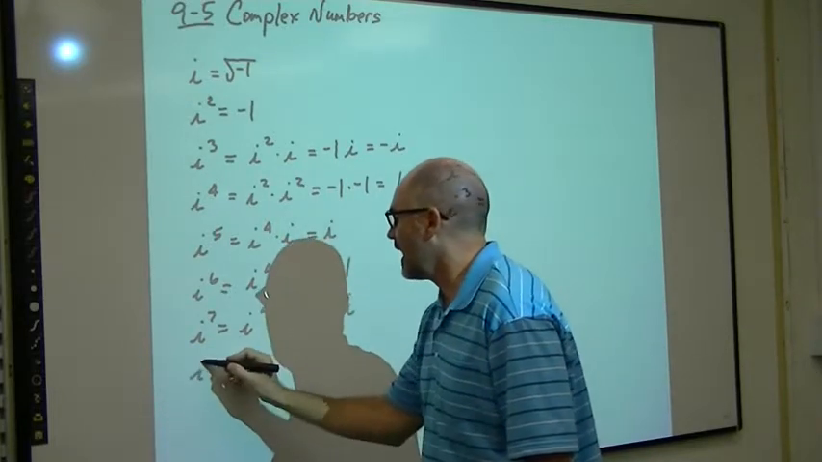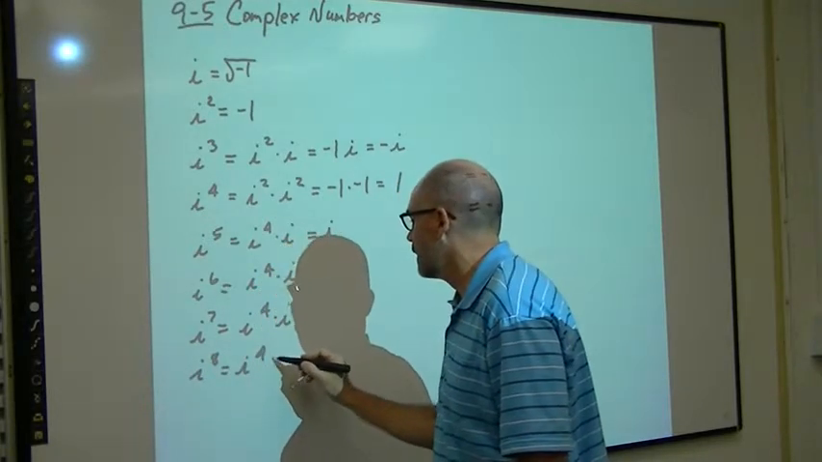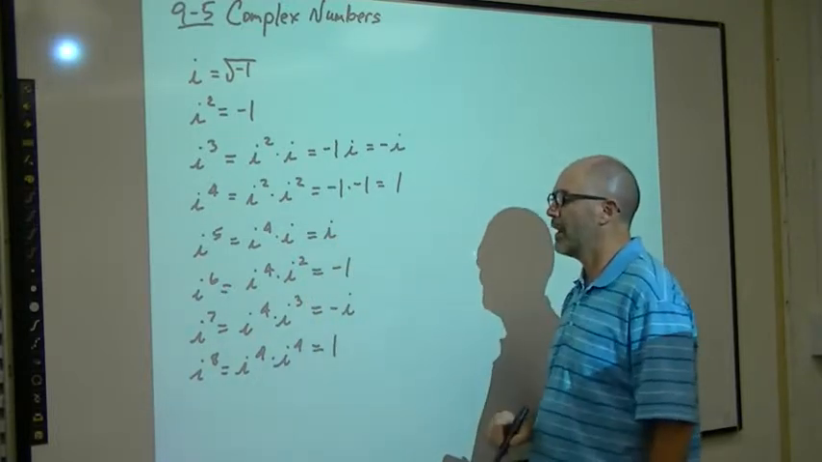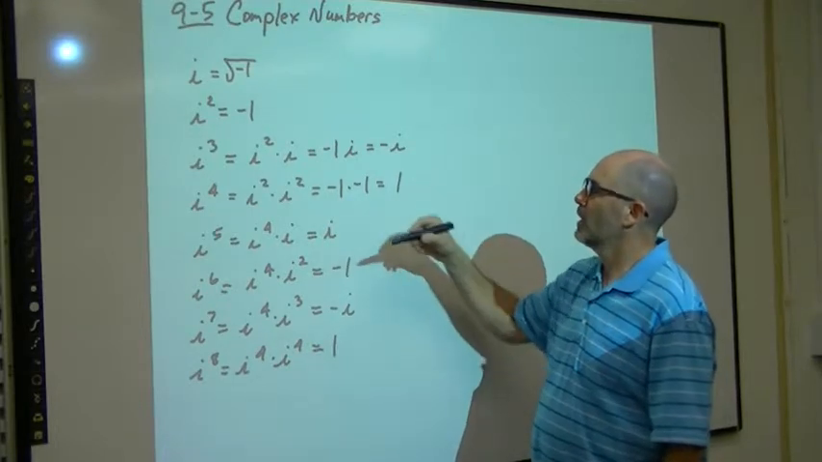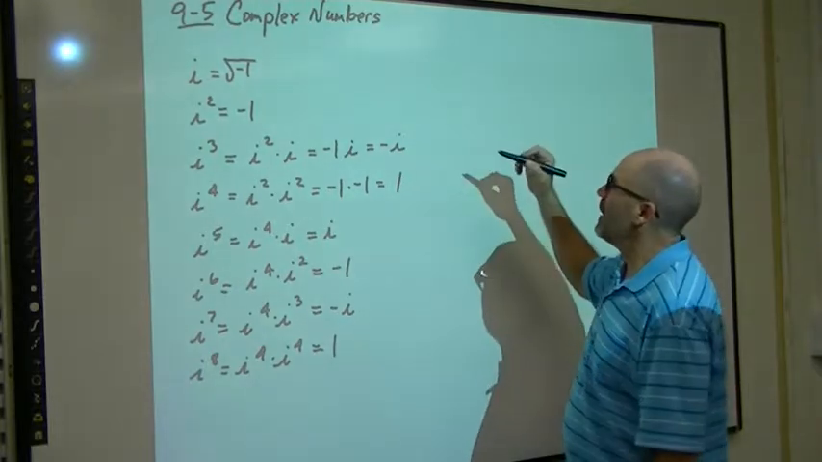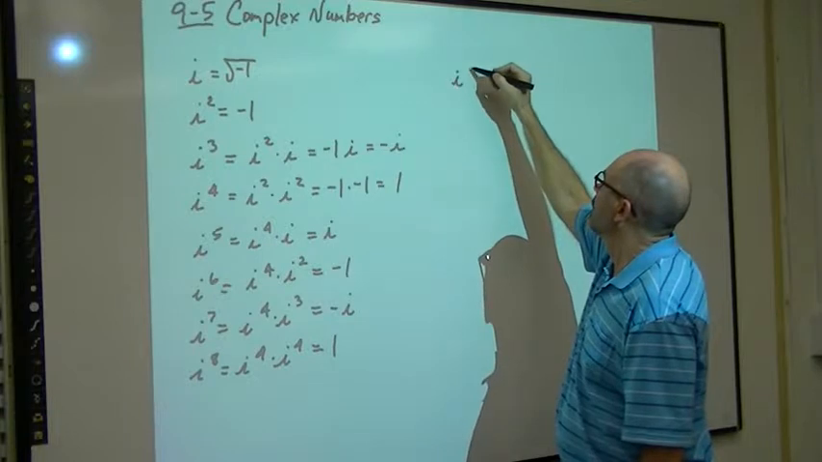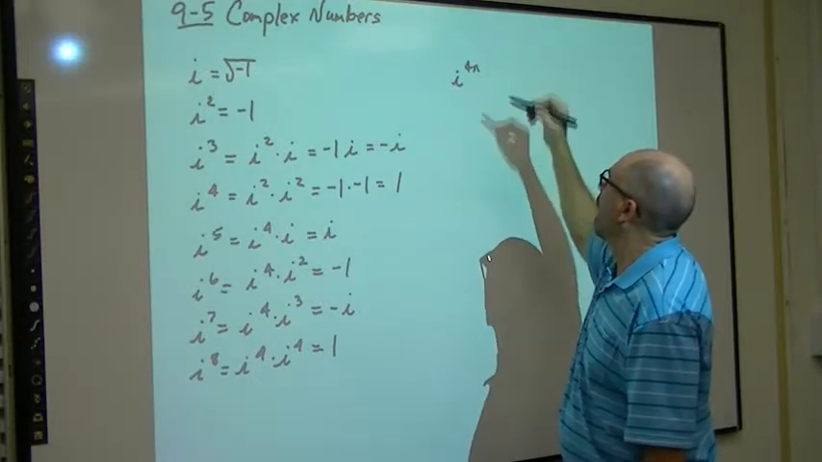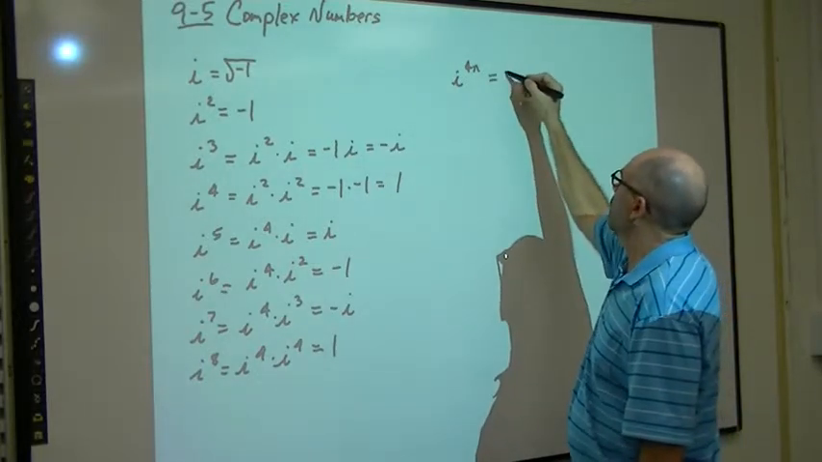And then i to the eighth is going to equal i to the fourth times i to the fourth, which is 1 times 1, which is 1. And if we go i to the ninth, then we're back to i. And so basically what we could say is i to the 4n, i to any multiple of 4, is going to be 1.